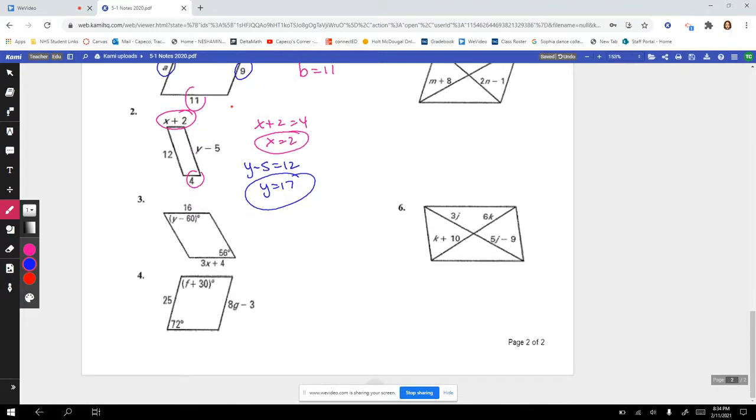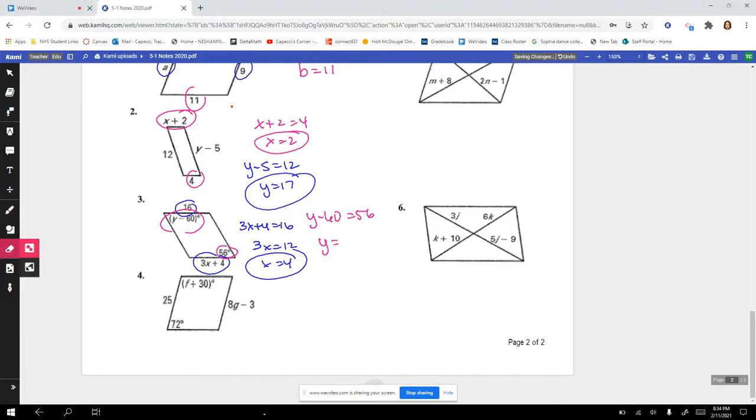Okay, taking a look at number 3. I have two things here. I have opposite sides. So I have 3x plus 4 is equal to 16. So 3x is equal to 12, and x is equal to 4. And then I have opposite angles, right? These are opposite angles, so they are congruent. That's the relationship. So y is equal to, oh, not 4. I did that wrong. Y is equal to 116. Okay, now again, all these values that they're finding, you can verify them, double check them, substitute them back in is a good idea.